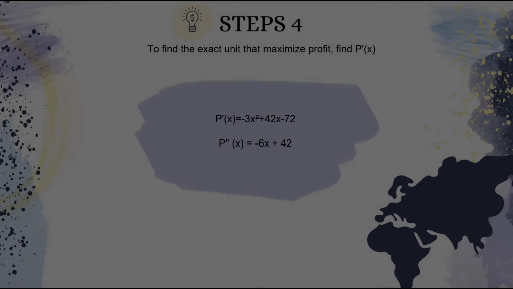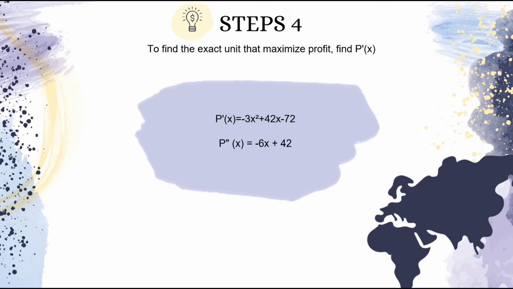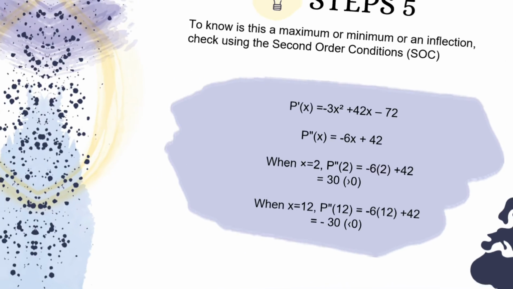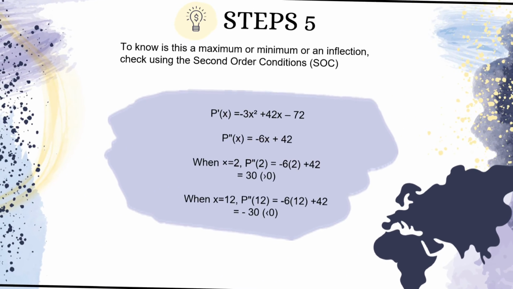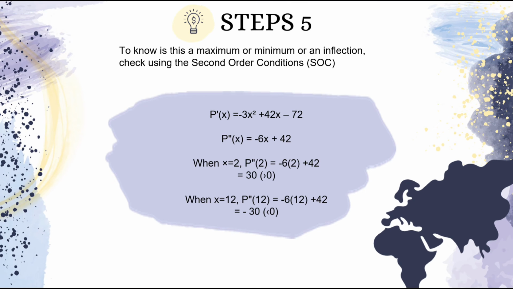And then for the next step, to find the exact unit that maximizes profit, find P double prime, and then we will get P double prime x equal to negative 6x plus 42. And the last step is to know whether this is a maximum, a minimum or an inflection. Check using the second order condition, SOC. We must substitute the values of x, which are 2 and 12, into the P double prime function. When x equal to 2, we will get 30. When x equal to 12, we will get negative 30.